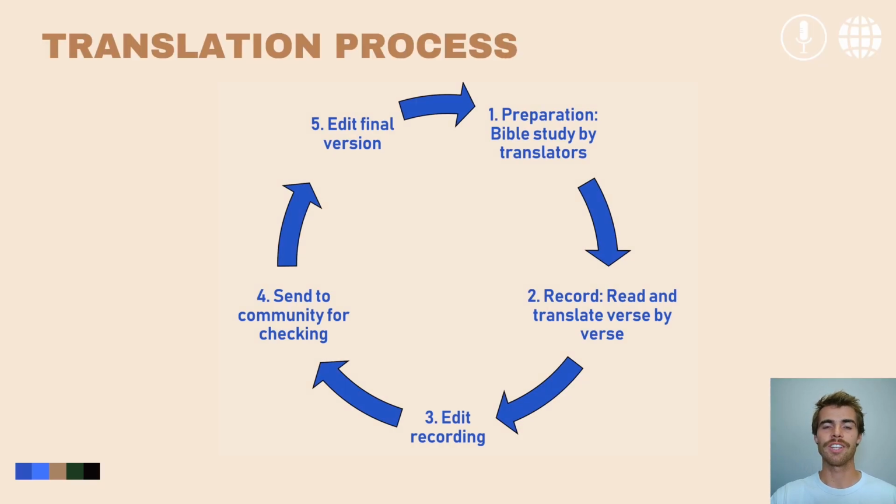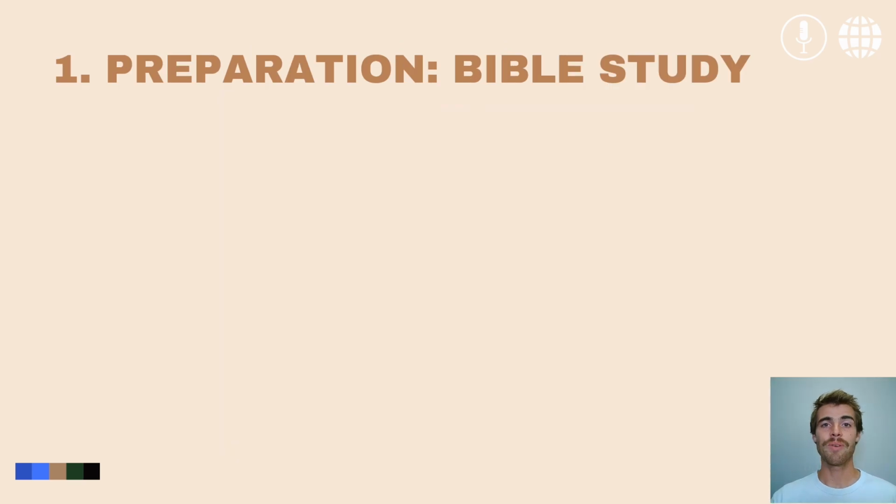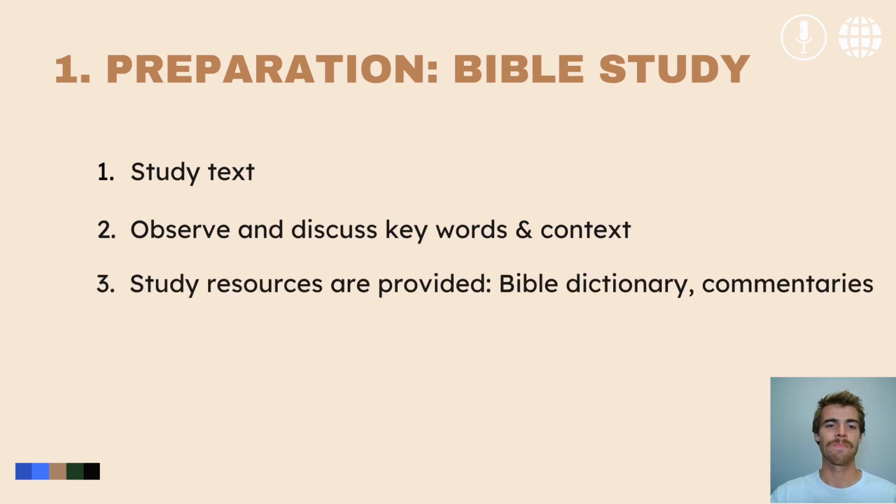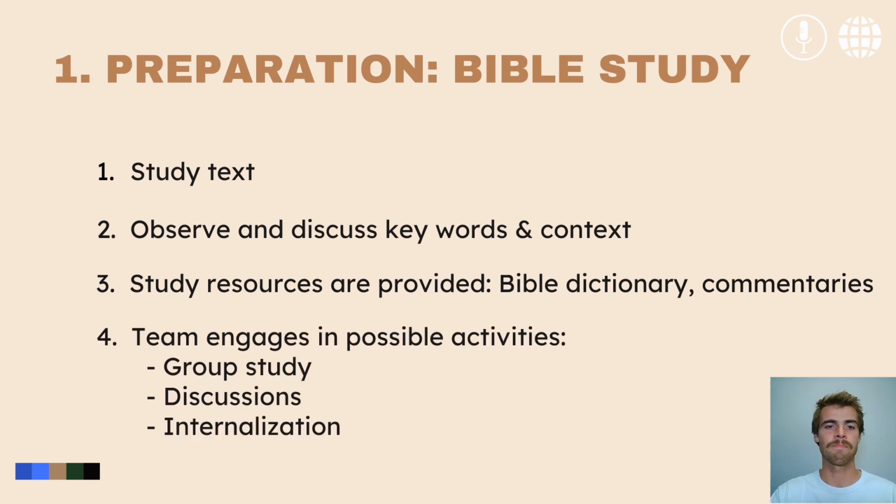Moving on to the translation process, here is a visual that represents the 5 steps to the translation process, beginning with preparation. In preparation, the translators will study the text, they'll observe and they'll discuss keywords and context. They'll use resources that are provided. This is anything that the OMT base sees as important to equip them with the necessary tools.